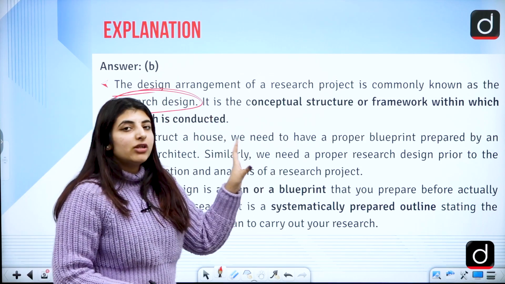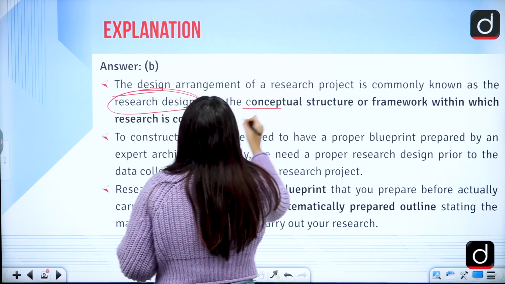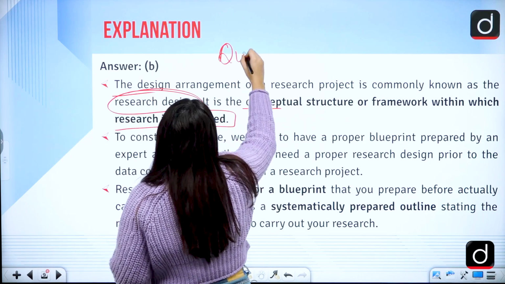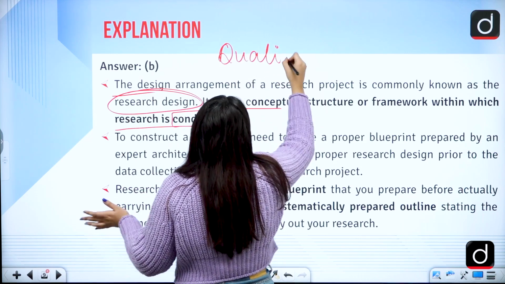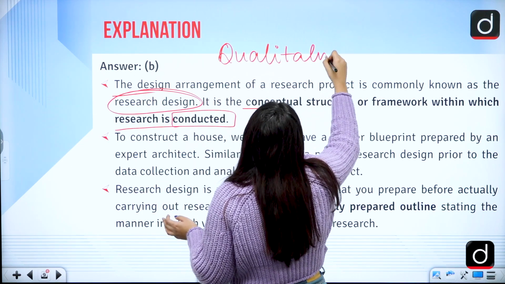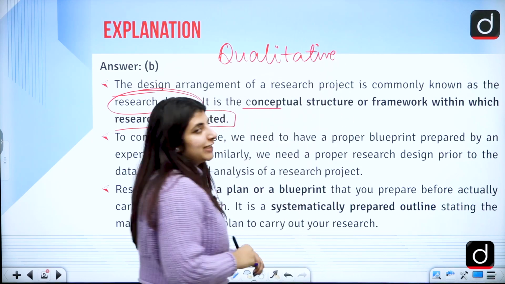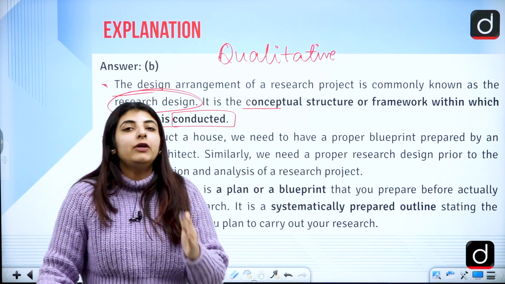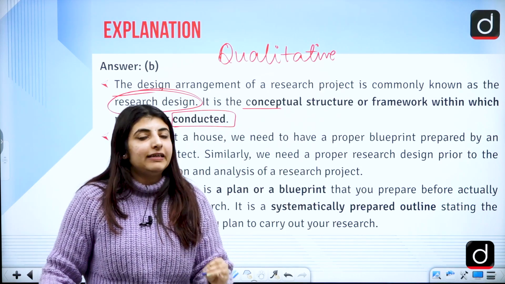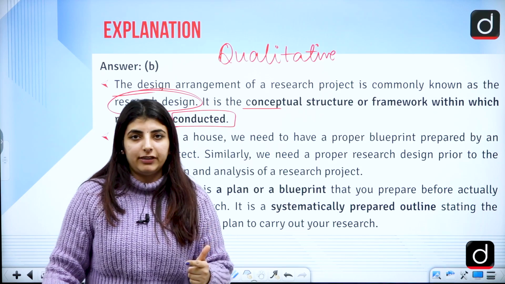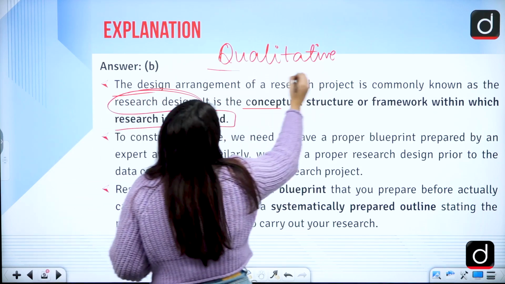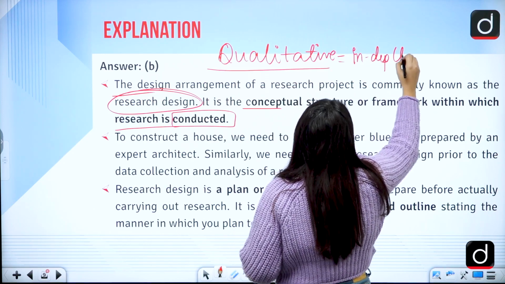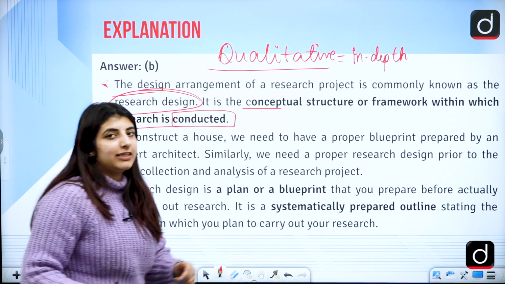It is a conceptual structure or framework within which the research is conducted. So, for instance, if you are going to collect data which is subjective in nature, then you are going to choose a research design which is qualitative in nature. If you have seen the previous video, you would know that I have talked in greater detail about qualitative and quantitative research. So, if an in-depth study is the course there, then you are going to choose qualitative research.